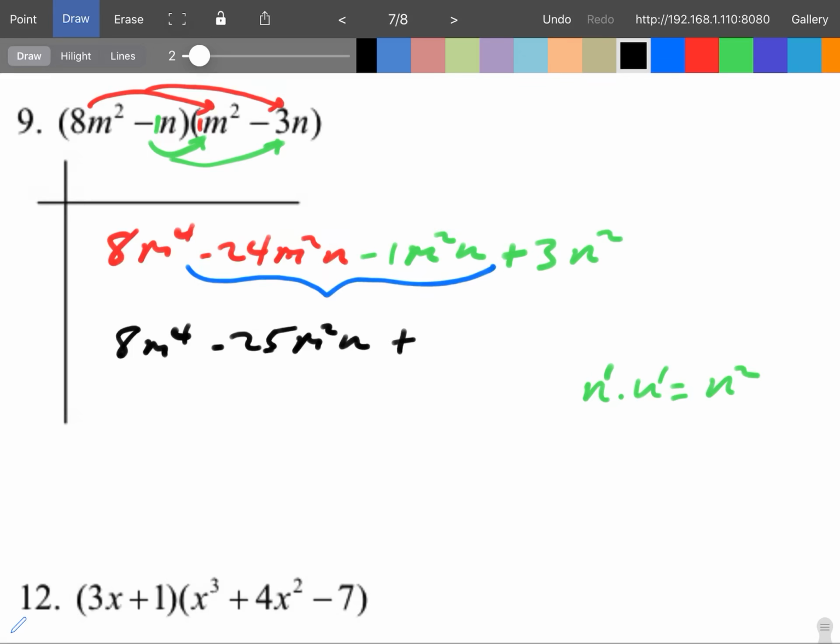And then you just got to bring down the +3n squared. And again, that's your answer. You cannot combine any of those. Those are all different terms.